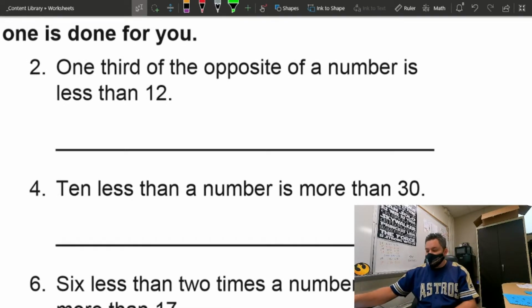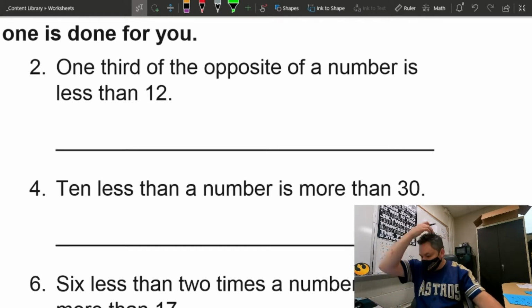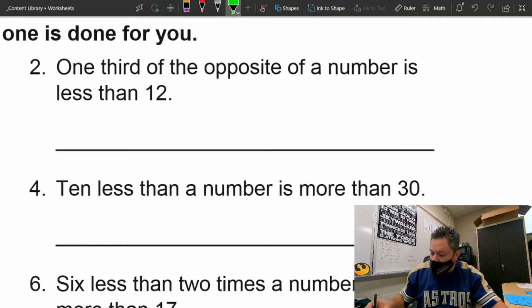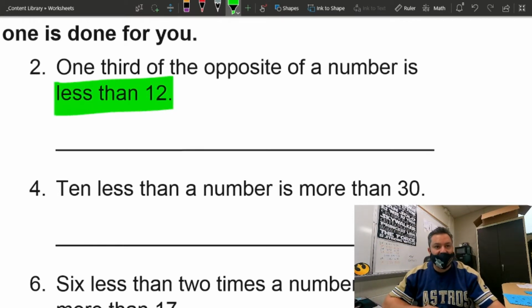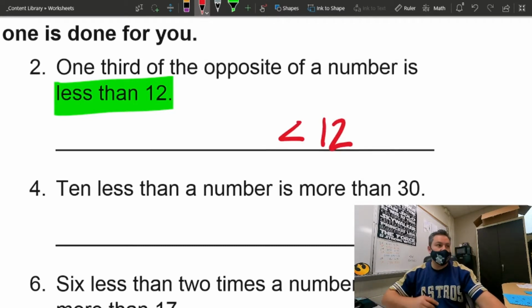What I like to do first is actually go ahead and find the inequality sign and what goes after that. So it says 1/3 the opposite of a number is less than 12. And this is what I do. I find my inequality sign and write that down. Less than 12. This is my inequality sign. Less than 12. I'm done with that part.